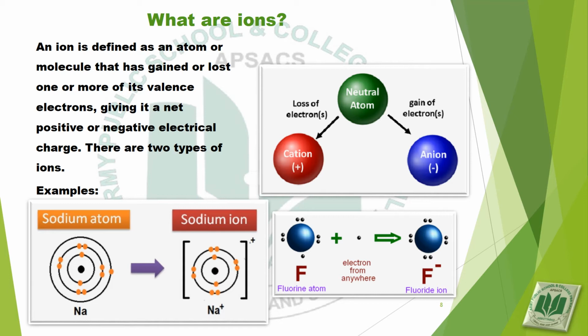Here are two examples of ions. One is the sodium atom. When a sodium atom loses an electron, it forms a cation, meaning a sodium ion. On the other side, when a fluorine atom gains an electron, it becomes an anion and is called a fluoride ion. In this way, different atoms change into their ions.